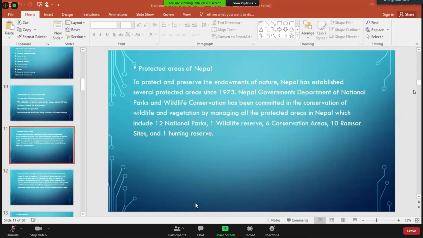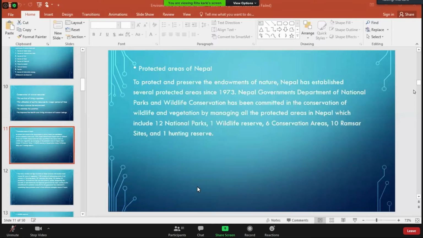Areas have been declared as protected areas since 1973. According to the DNPWC Act, that is the Department of National Park and Wildlife Reserve Act 1973, a larger number of forest areas have been declared as protected areas, to preserve the natural resources and to protect almost all of the wild plants and animals found in different places of our country.